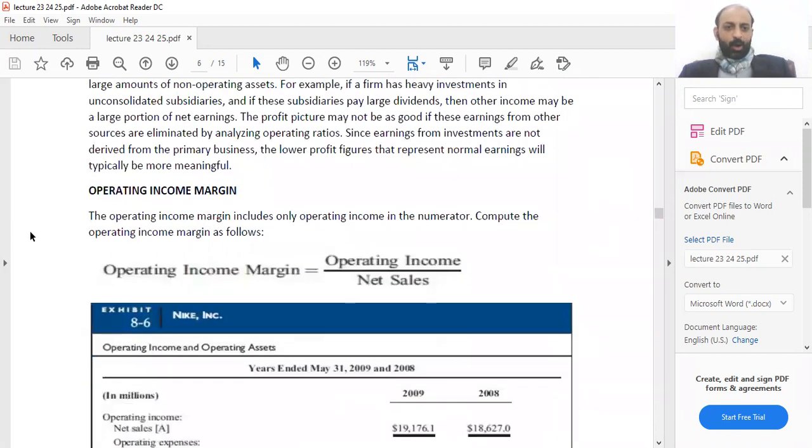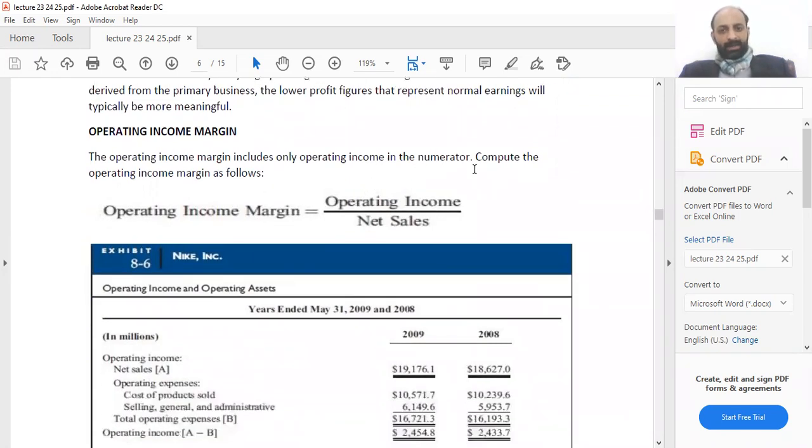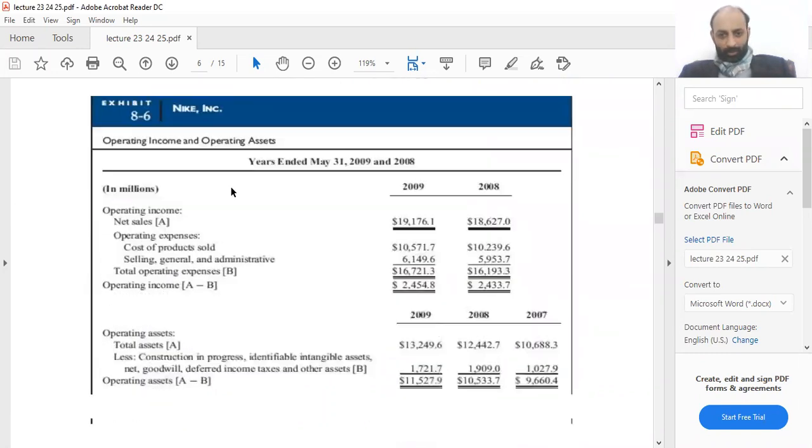The first one is called operating income margin. The operating income margin includes only operating income in the numerator. Compute the operating income margin as follows. So, how do you calculate the operating income? That is when you have the total revenue or net sales. So, you subtract the operating expenses from it.